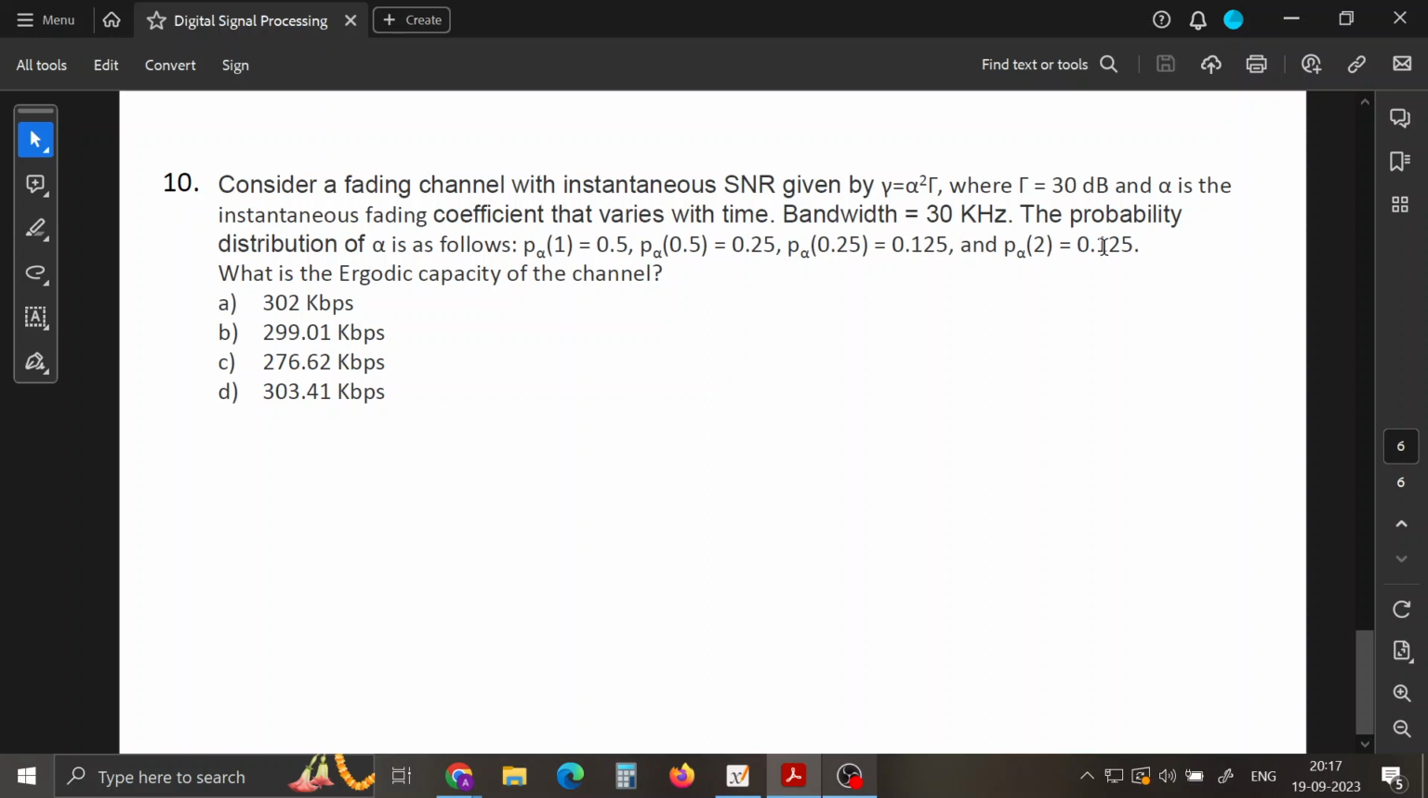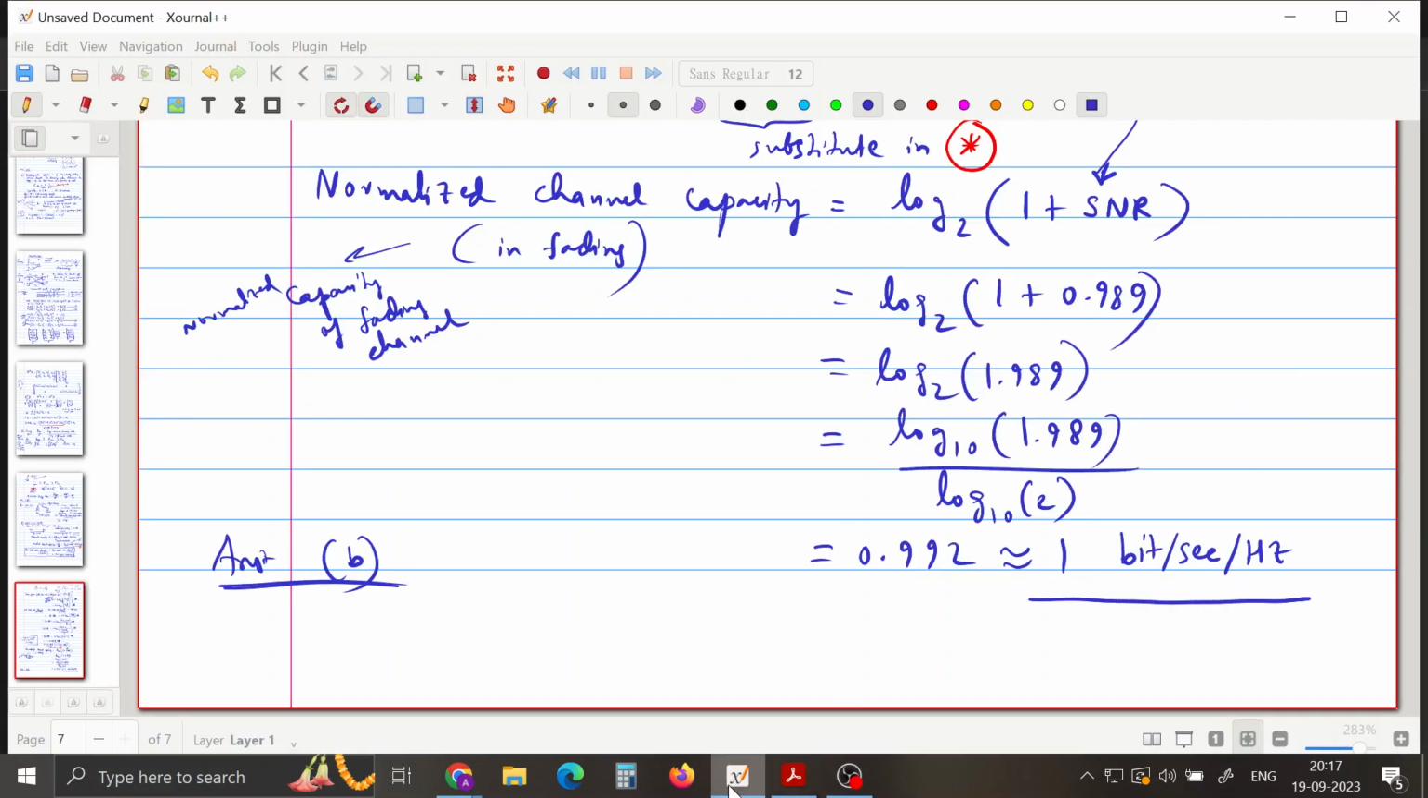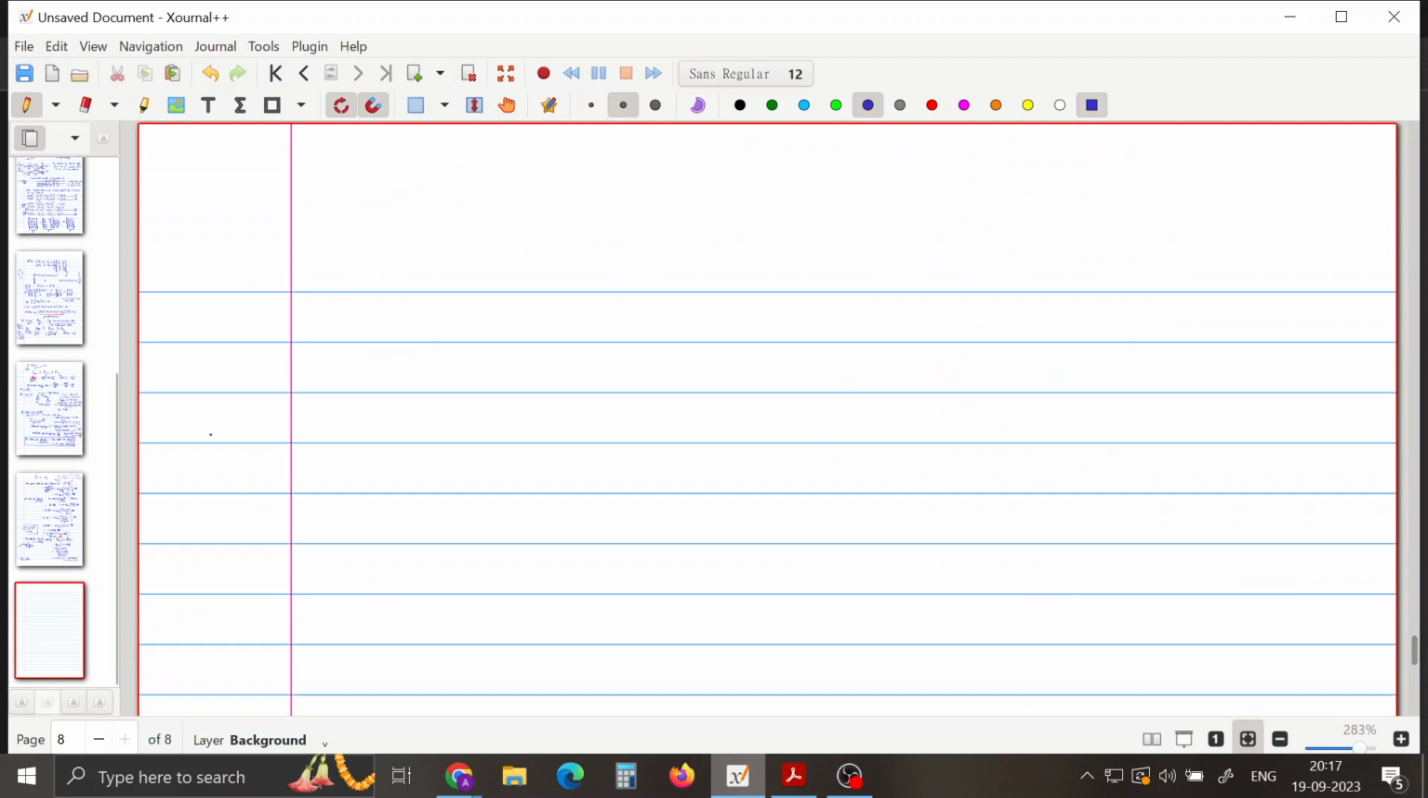Given this information, we have to find the ergodic capacity of the channel. How do you do that? Question is clear, right? You can ask if you have any doubts. I'll go to the other tab. So the last question, on finding ergodic capacity.